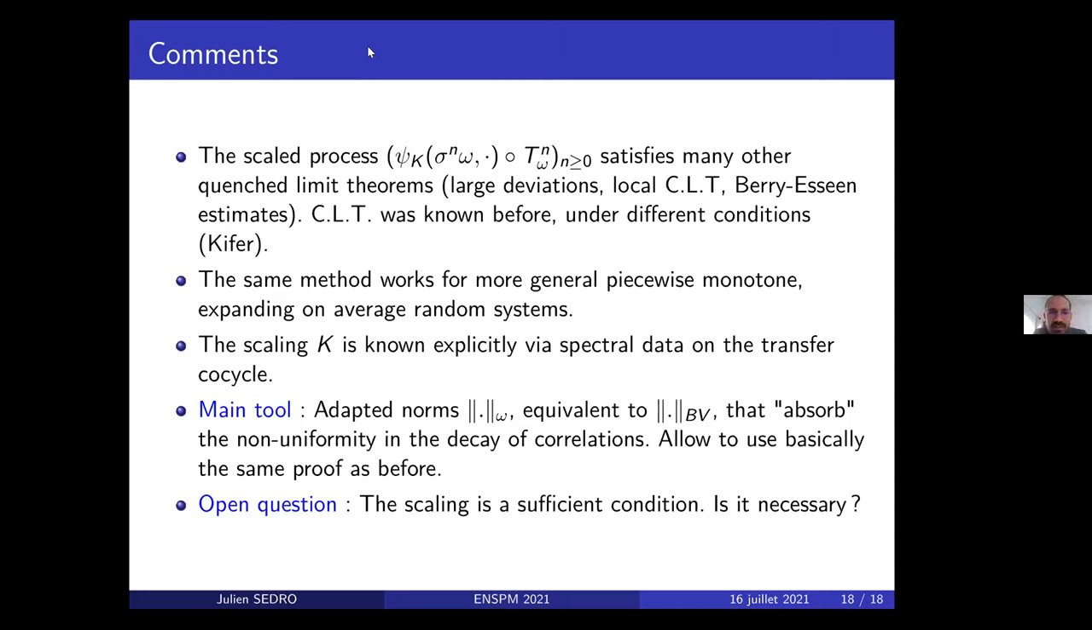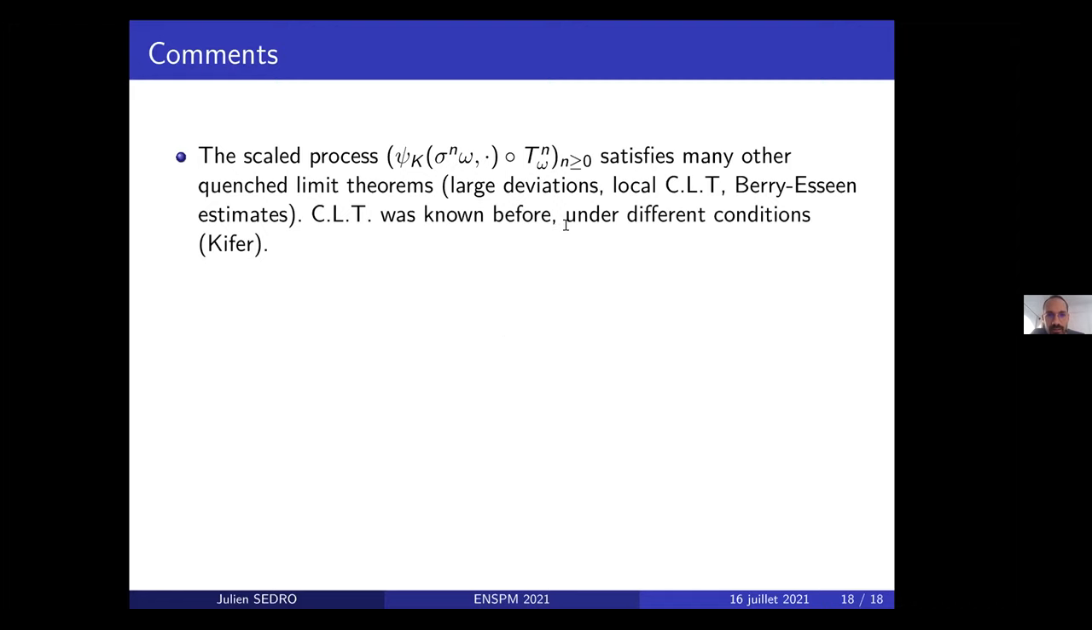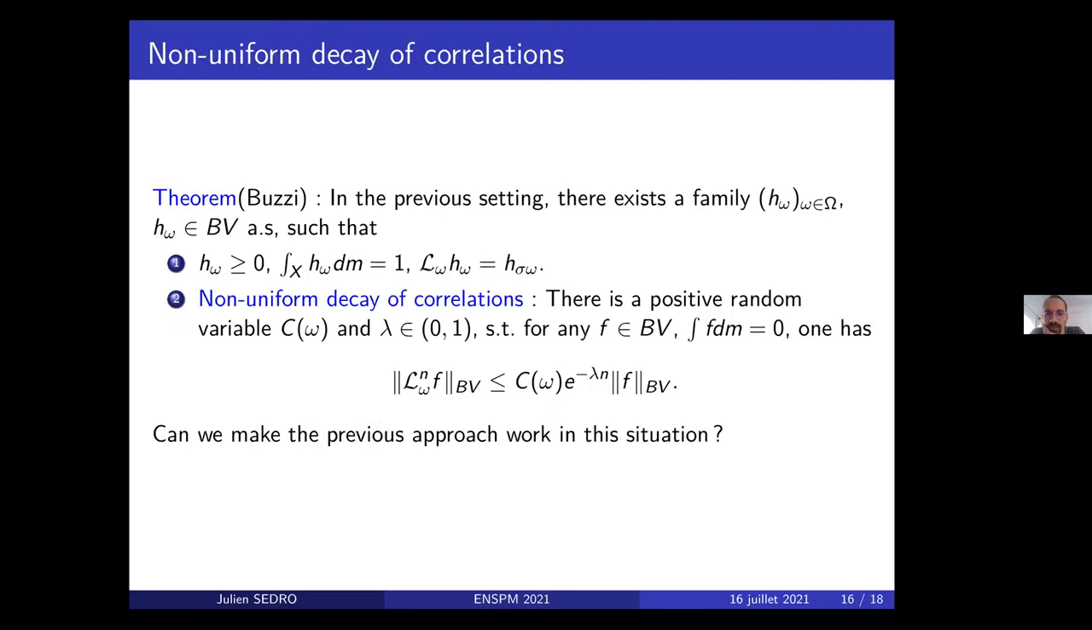Okay, so the question is that in the Buzzi setup, what is the assumption on C omega? If I remember correctly, there is no assumption of temperedness. There is no result of temperedness. In fact, what I present here as the conclusion of Buzzi's theorem is not really the conclusion of Buzzi's theorem. Buzzi's theorem holds not in BV norm on the left-hand side, but in L infinity norm. And the C omega is not tempered, it's just a positive random variable.